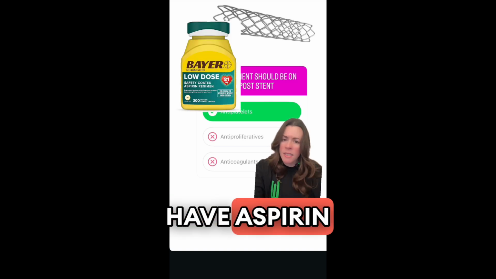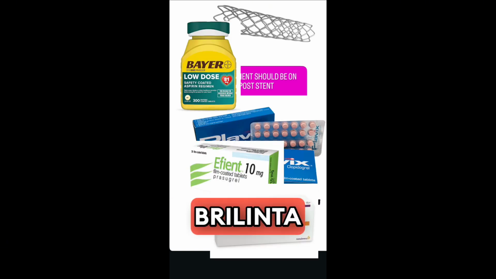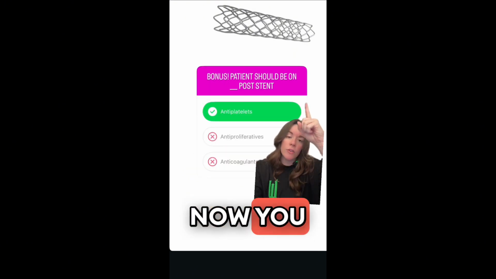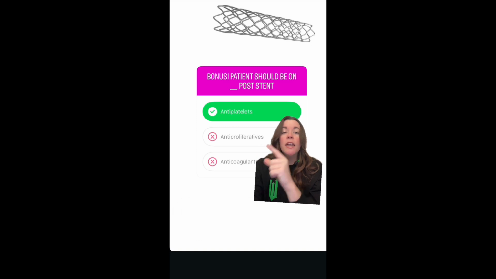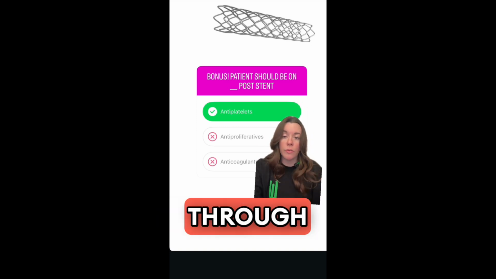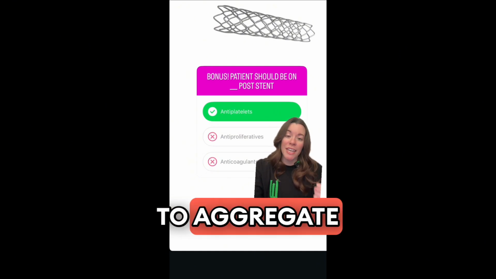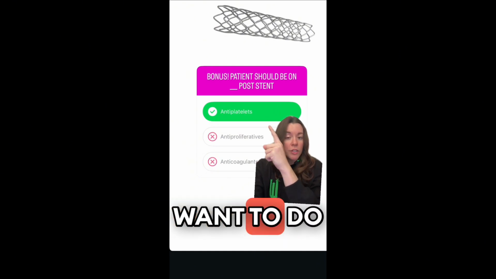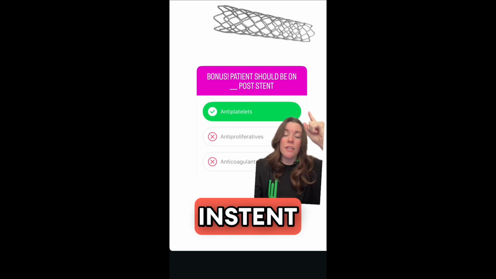So you would have aspirin and then a combination of something else, Plavix, Effient, Brilinta. And the reason is now you have, remember, the slower healing process to get optimal healing. So during that time, these stent struts are exposed and there's blood going through there. So naturally, when you have a non-smooth surface, it's going to aggregate platelets. So what you want to do is prevent those platelets from aggregating onto the stent and causing in-stent thrombosis.